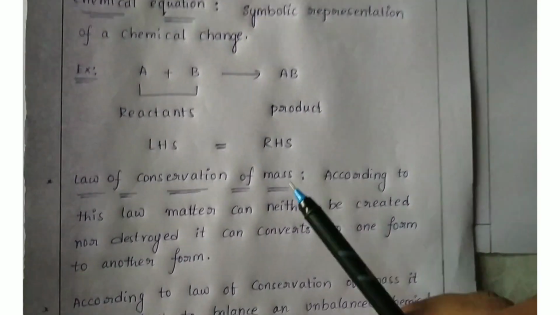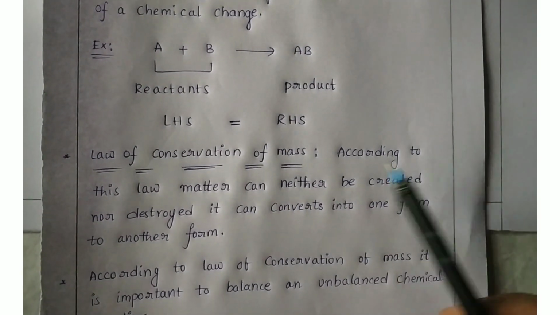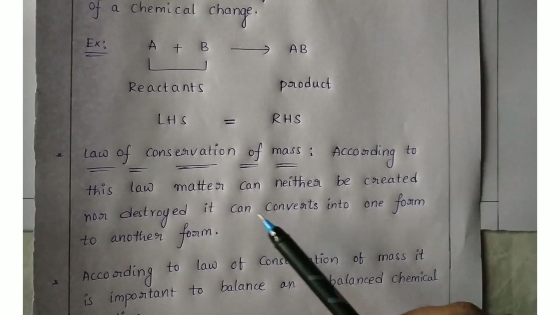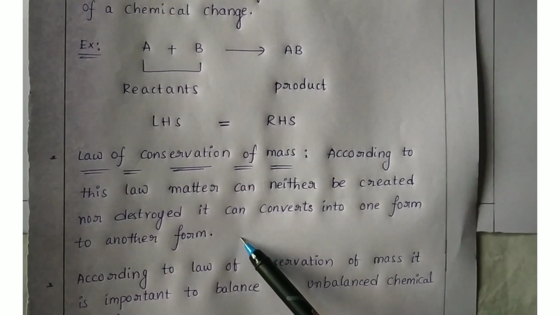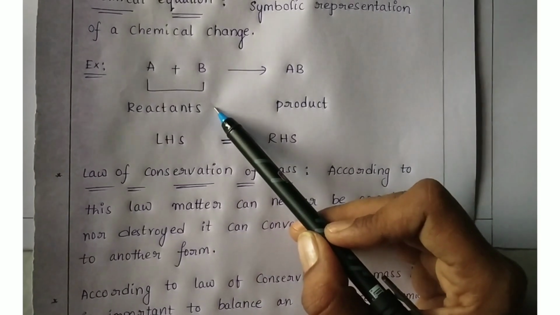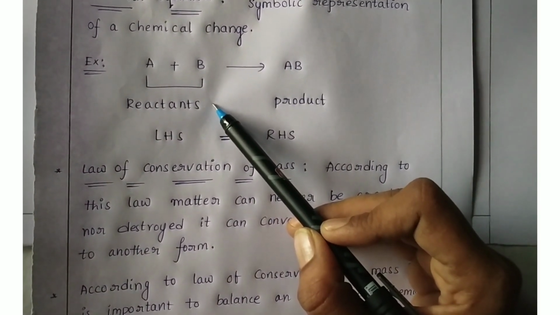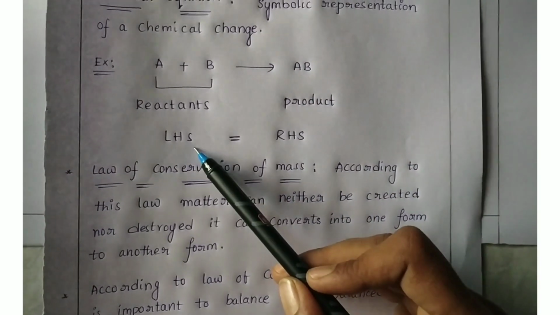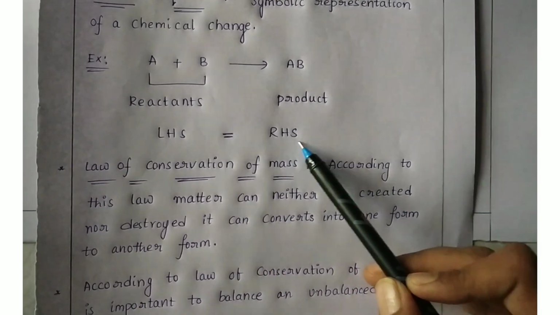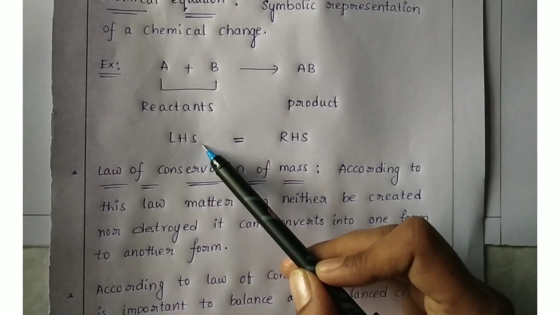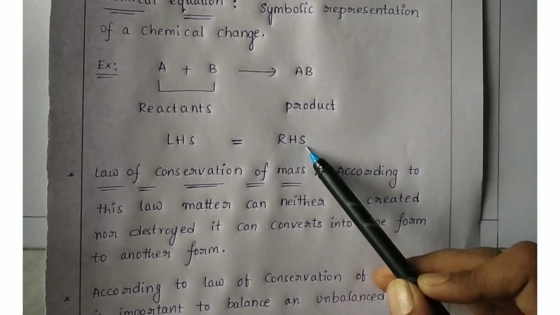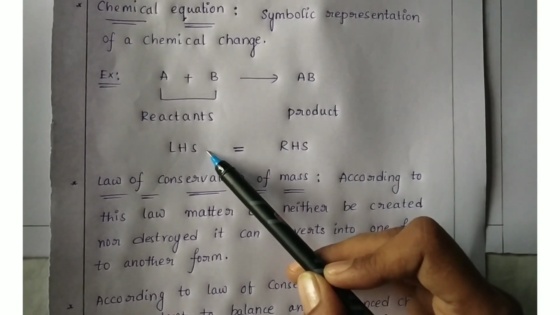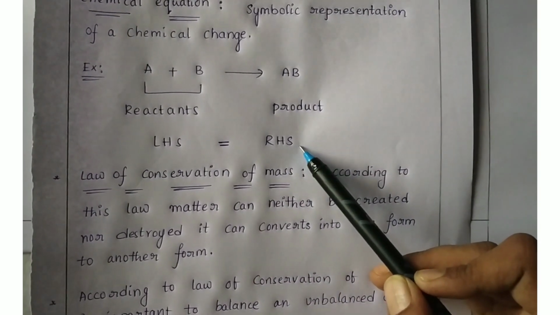According to the law of conservation of mass, matter can neither be created nor destroyed. It can convert from one form to another form. So, on the reactant side, we have some atoms or molecules. After the reaction, the product is formed. So, the LHS always equals the RHS. That means the number of atoms present on the left hand side should equal the number of atoms present on the right hand side.